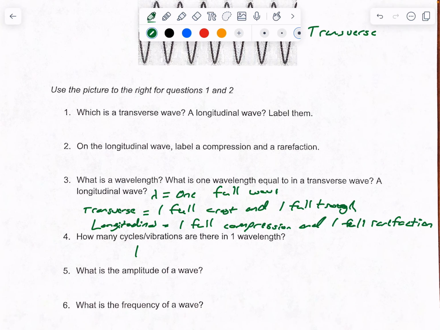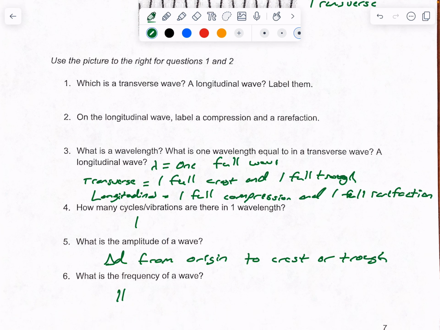What is the amplitude of a wave? So remember, that is your displacement from the origin to the crest or the trough. So it doesn't matter if you go up or down, they're both the same. Okay, so that would be the amplitude. Frequency, what is the frequency of a wave? That is just the number of waves in 1 second.